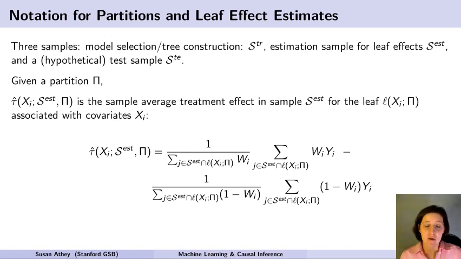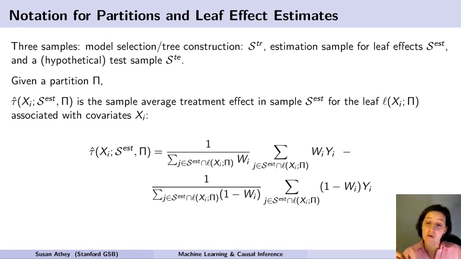So again, you take a unit and you take their covariates. If I understand their covariates, I can figure out which leaf they're in according to this partition pi. So it's like, when we had the example of the partition with the rectangles, for each x_i, it falls into a rectangle. So L is the leaf that unit i falls into as determined by their covariates.